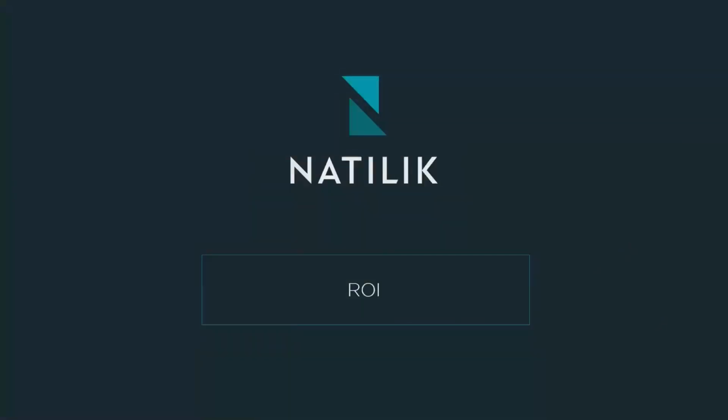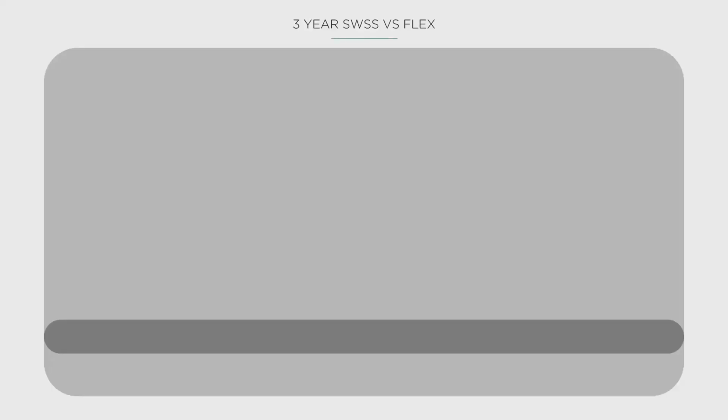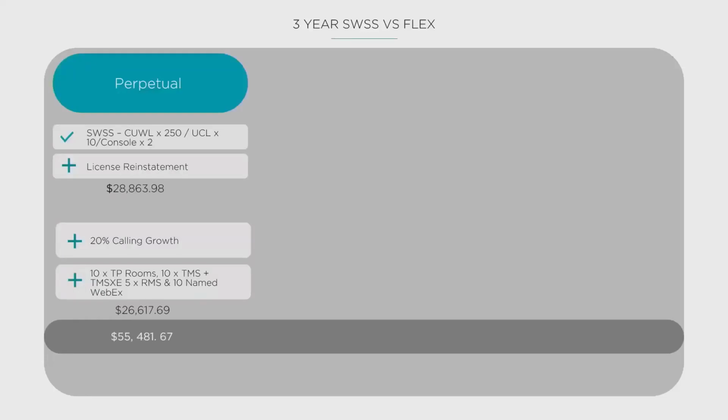Let's look at, finally just move on to an ROI. So what I've done here is a 3-year Swiss versus a Flex. Now I'll build it out as I go. So we've got perpetual. So what I've done here, so 250 user license comparison. I've included some UCL enhanced licenses and a console. I haven't included a license agreement statement just to keep it kind of comparison and show you how beneficial this is. If there were license agreement statements, there'll be additional costs we'd have to factor in.